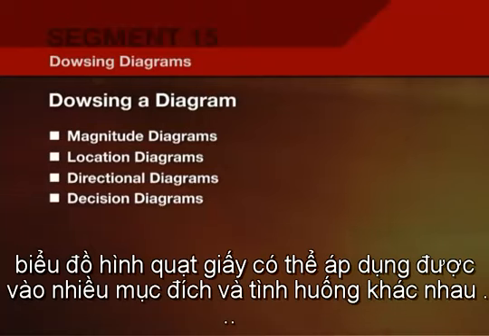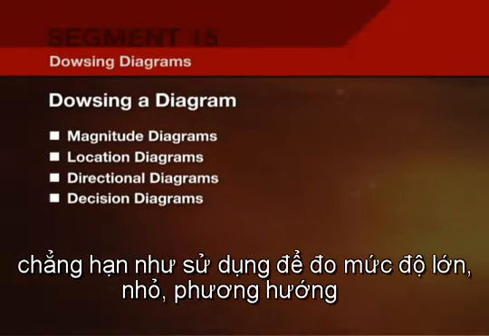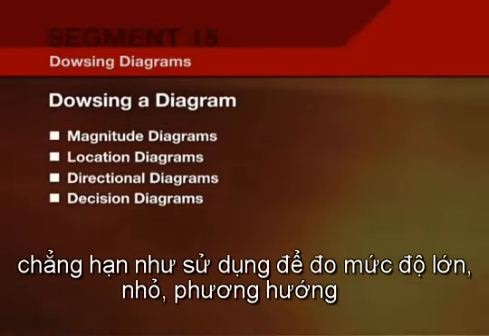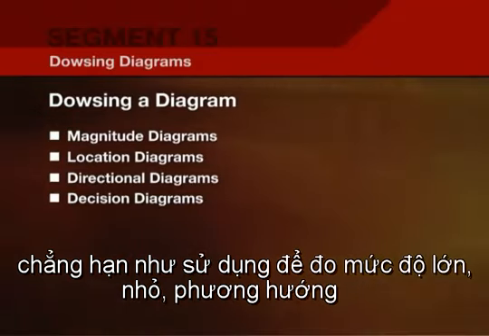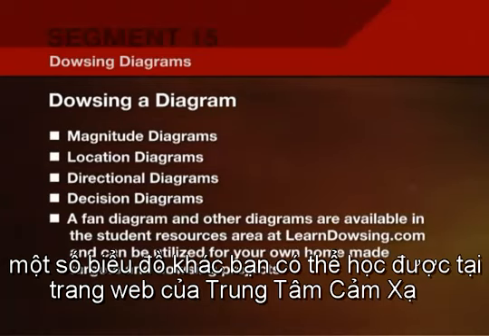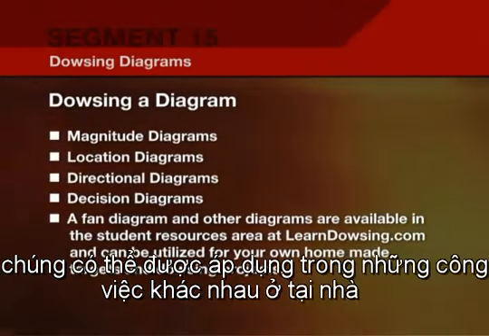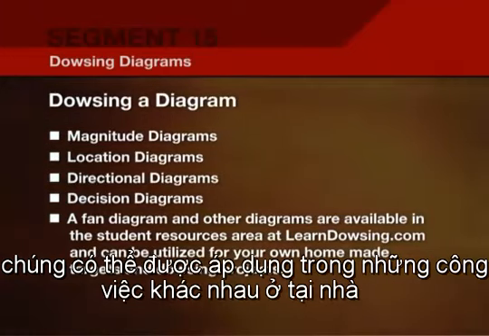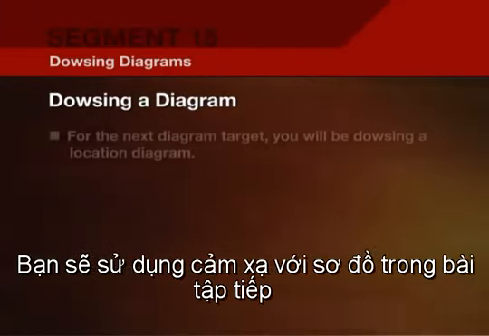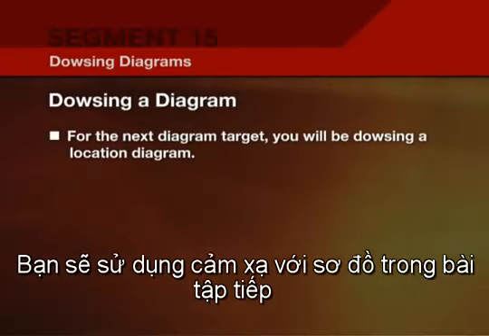Some diagrams, such as a fan sketch, are basic enough to adapt to multiple diagram types and dowsing situations. For example, it could be used as a magnitude meter from low to high, or as a directional indicator. Some of these diagrams are available in the student resources at learndowsing.com and can be utilized for your own homemade targets and dowsing projects.